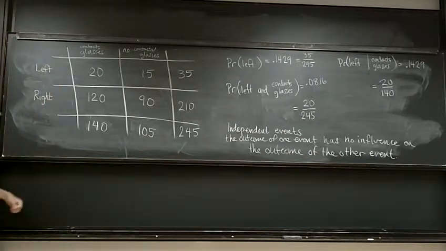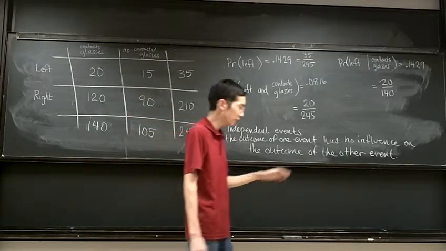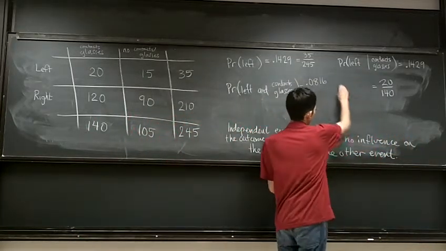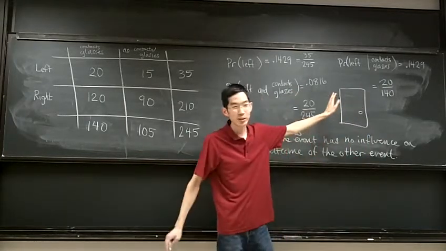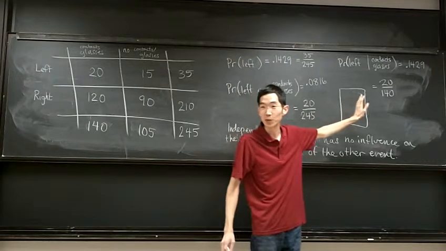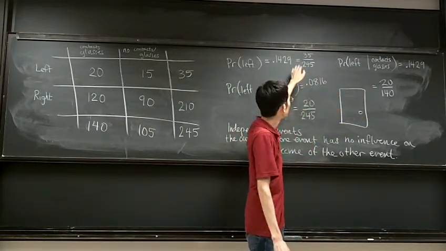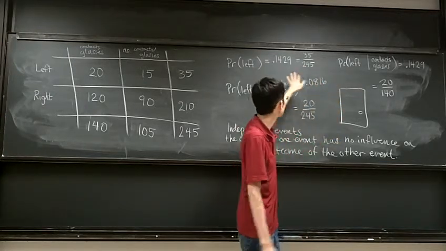And we kind of see this here, all right? If we know nothing about this person, I don't know, I like drawing this thing. Okay, someone's standing behind the door. We don't know anything about this person. What's the probability that this person is left-handed? 35 out of 245. The answer there is 0.1429.